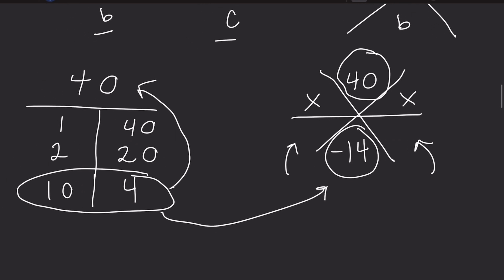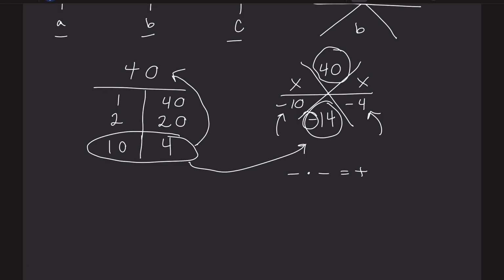However, since I need it to be negative 14, I'm going to have both of these numbers be negative. So the numbers I'm going to put here are negative 10 and negative 4. And as we know, a negative times a negative is a positive. So we still get positive 40 when we multiply these numbers together.